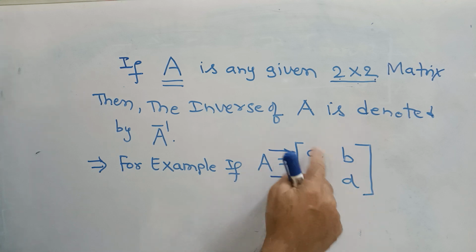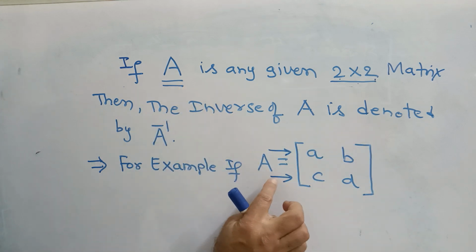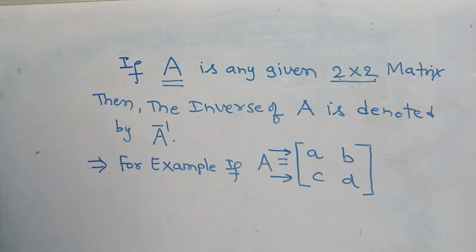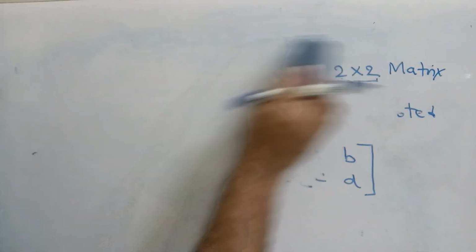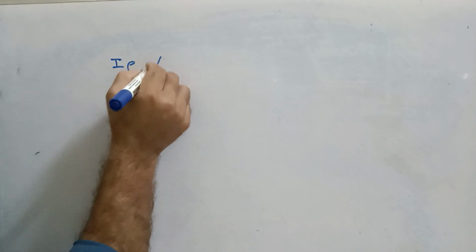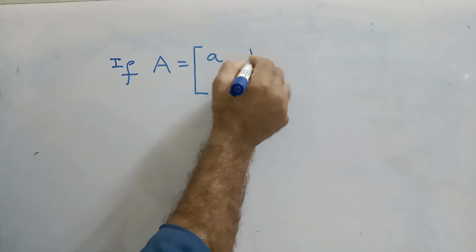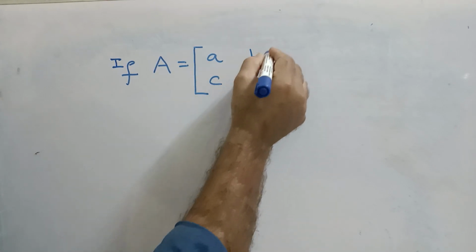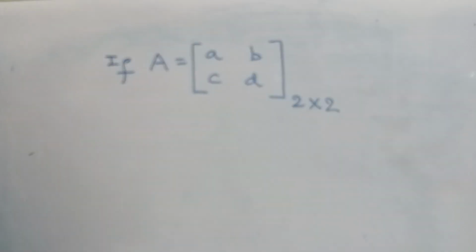If you consider A is equal to A, B, C, D as a matrix, then how can the inverse of this A be obtained? Let us see. It is very simple. There is a direct formula. Let us see that. So, if A is equal to A, B, C, D, the matrix given, for example a 2 by 2 matrix, right?